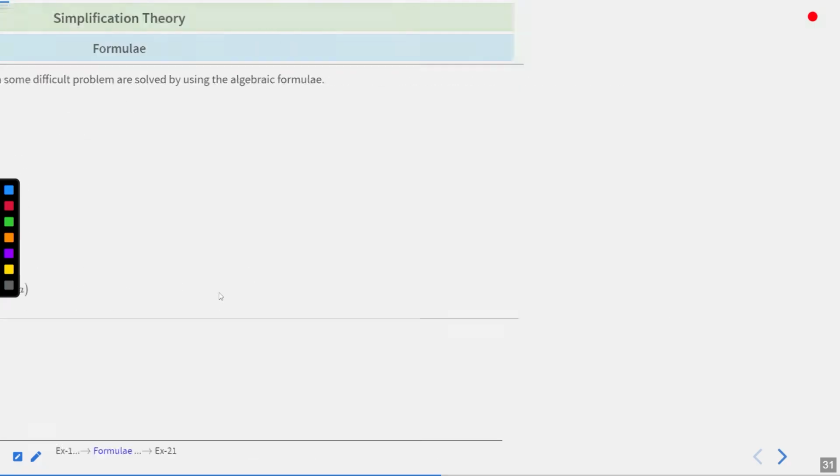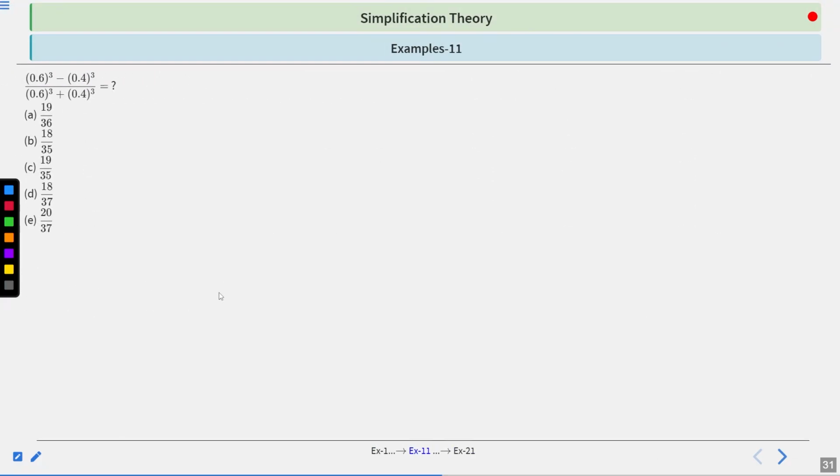Now see the questions. So first example is (0.6 cube minus 0.4 cube) upon (0.6 cube plus 0.4 cube). You have 5 options. First one is 19 upon 36. Second is 18 upon 35. Third is 19 upon 35. Fourth is 18 upon 37. And fifth one is 20 upon 37. Now see the solution. Now the correct answer of this question is 19 upon 35. Now see the solution.